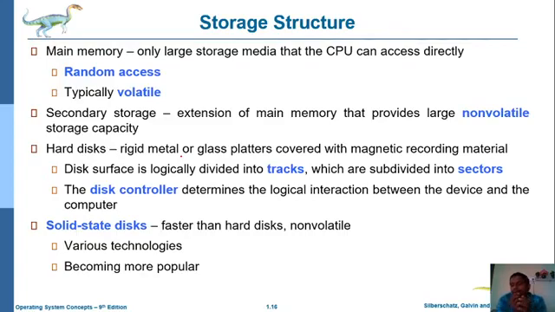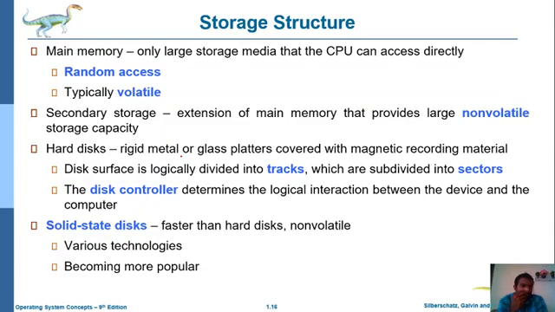Next concept is the storage structure, that is how we represent the storage units in our computers. While we store data in computers, the entire storage is classified into several categories or several storages. Those are main memory and secondary memory.